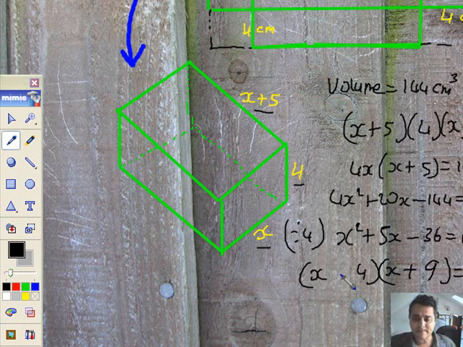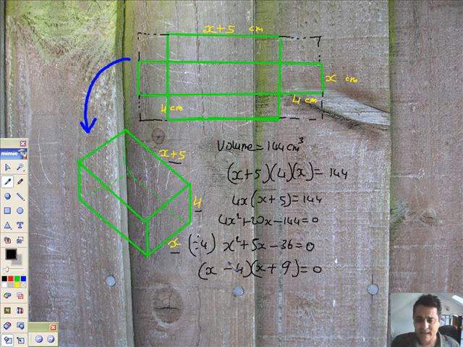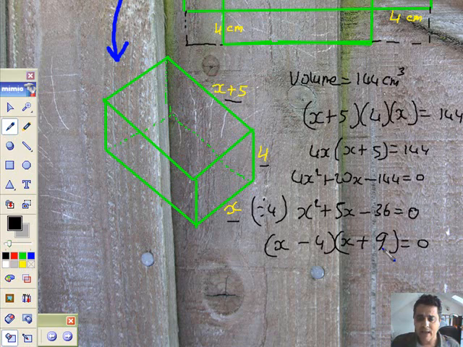That'll give me 9x's. Put a minus there. End up with minus 4x's. Look at it carefully. x times x, x squared. Lovely. x times 9, 9x. Minus 4 times x, that's another minus 4x's. So 9x minus 4x is 5x's. And minus 4 times 9 is of course minus 36.